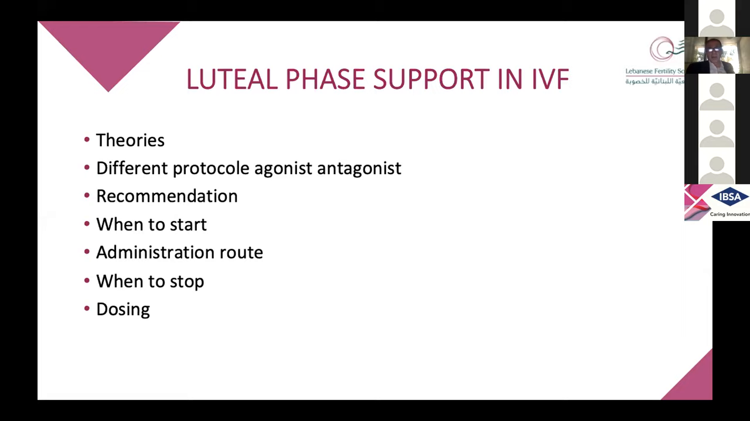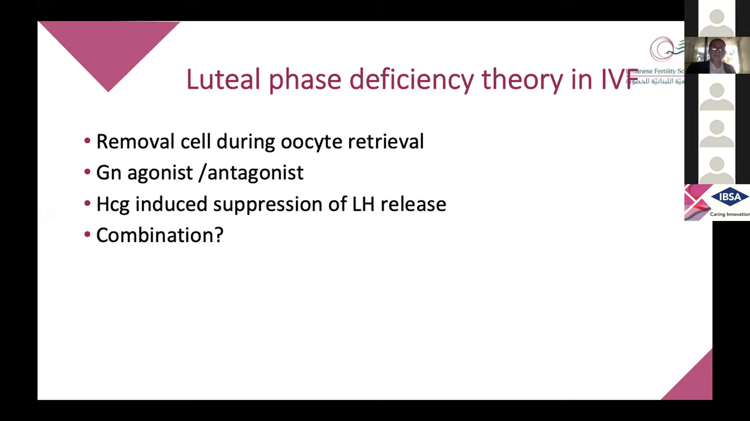The theory why we have a quick decrease during IVF is maybe because we remove the granulosa cells. And maybe because when you use an agonist, you will block your LH, FSH. And recently, with the antagonist protocol, we also have the same effect. And when you induce with GnRH agonist, you will suppress your LH release. Mention all these factors.